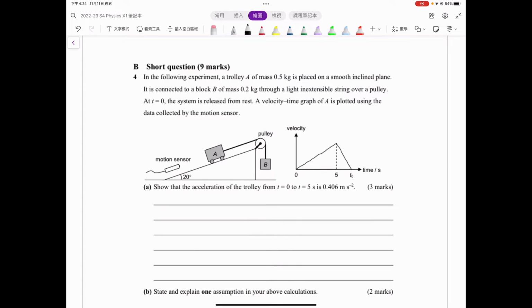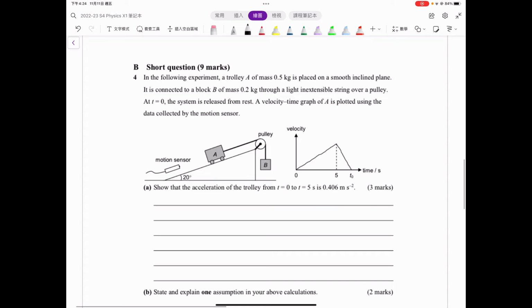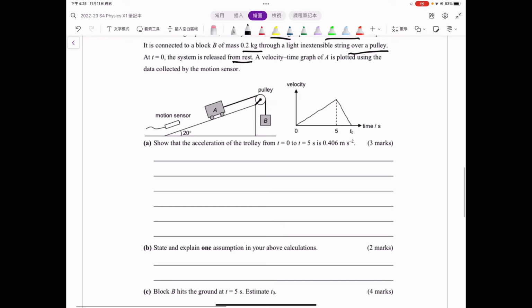Okay, in section B, short questions, it said that in the following experiment, a trolley of mass 0.5 kg is placed on a smooth inclined plane. It is connected to a box of 2 kg through a taut, light, inextensible string over a pulley. At t equals 0, the system is released, and a velocity-time graph is plotted using the data collected by the motion sensor. You have to show that the acceleration of the trolley from t equals 0 to t equals 5 seconds is 0.406 meter per second square.